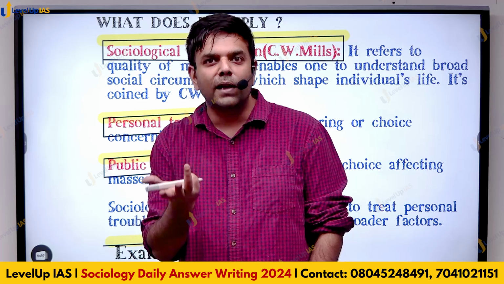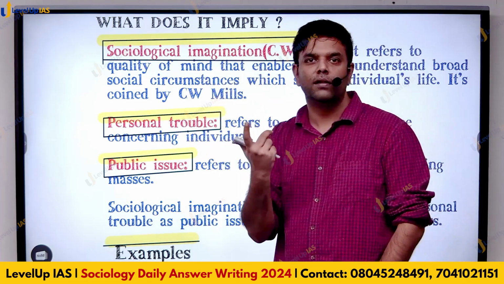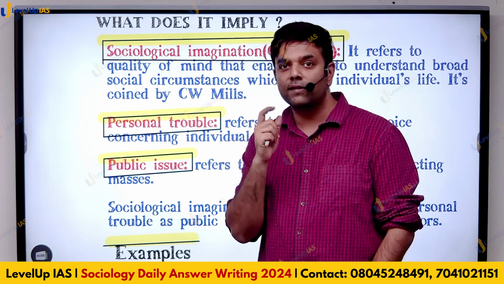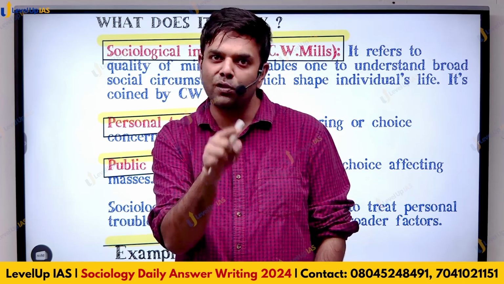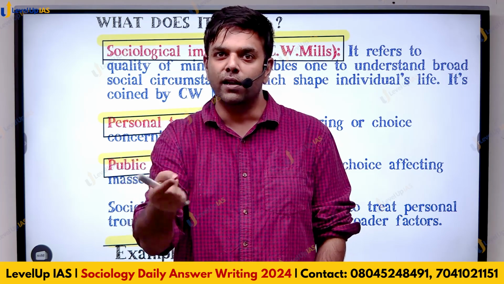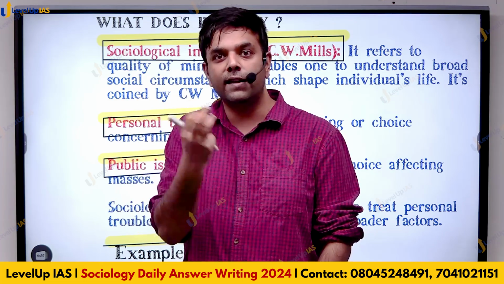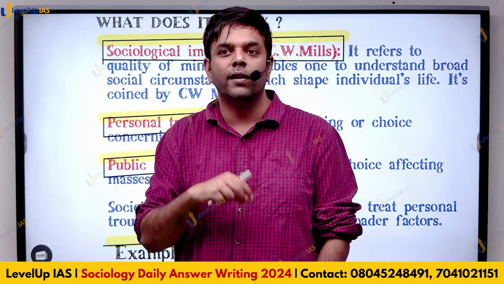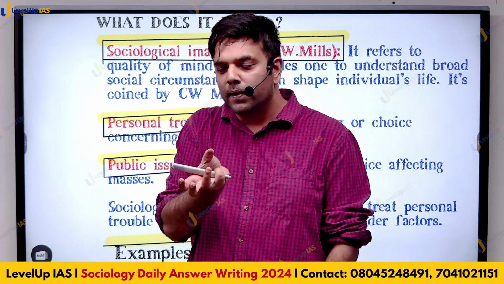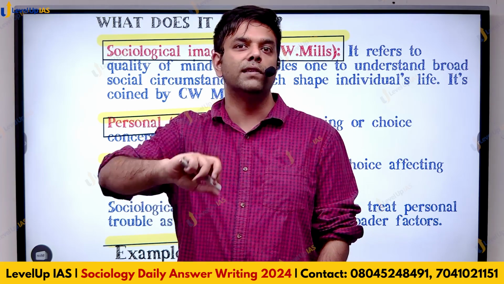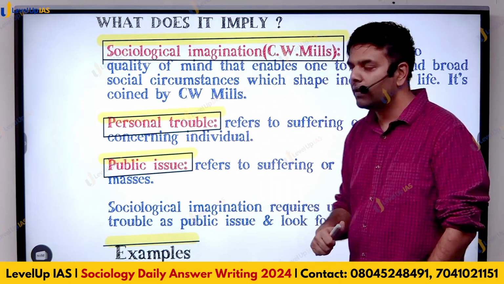So what does personal trouble mean? Suffering of an individual. But what do sociologists do? They say that what is happening to one individual is not limited to one individual. It is happening to many. You need to find a pattern. Why is it happening to, if not all, at least a few among many? You need to understand that. And for that, you need to find the social factors causing those individuals to go for divorce or suicide or something like this. Okay. So what is public issue?